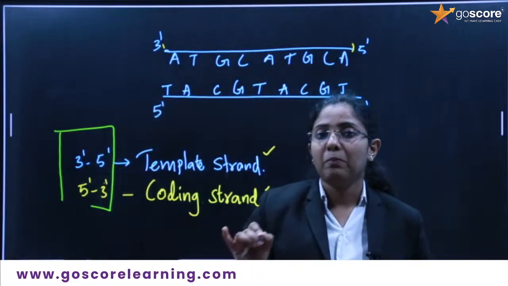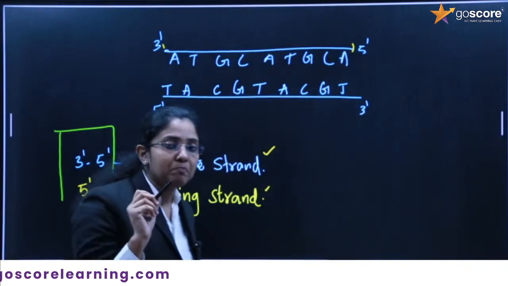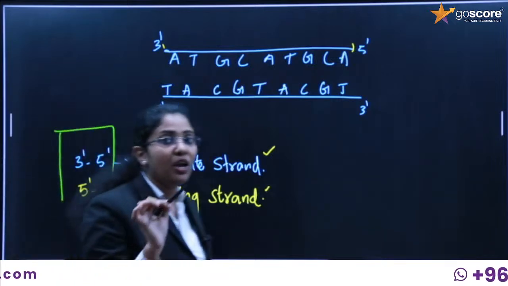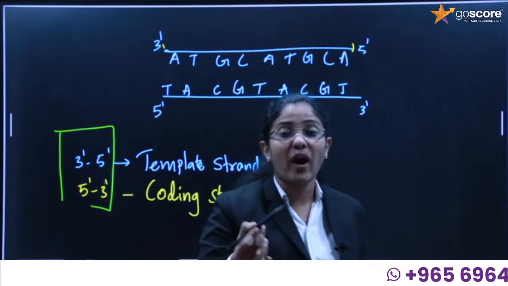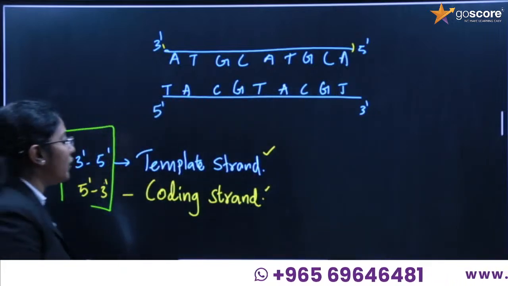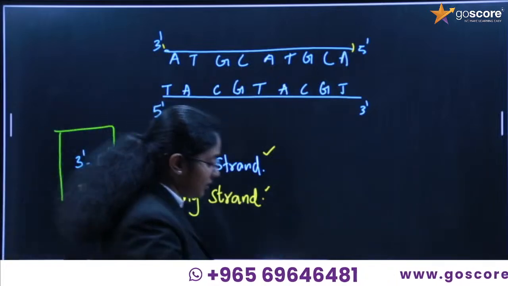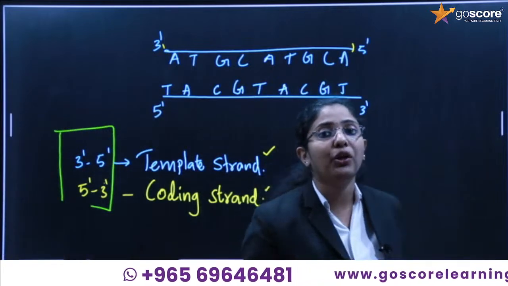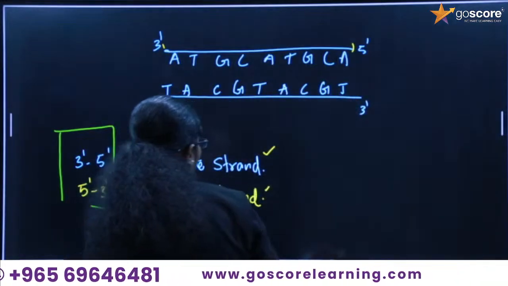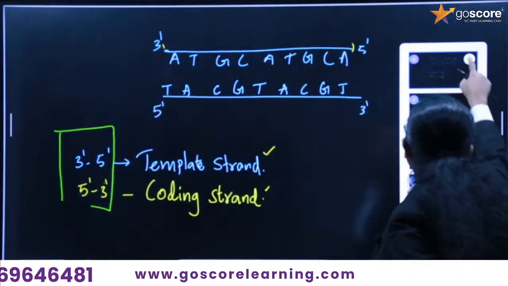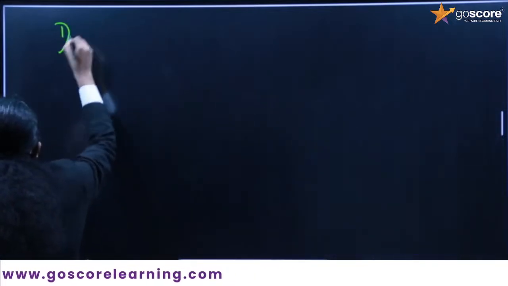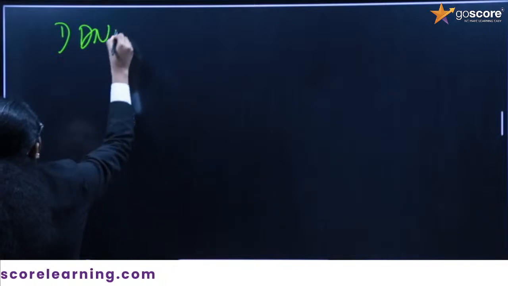Okay, the 3 prime 5 prime strand will be acting as the template strand, whereas the 5 prime 3 prime strand will be acting as the coding strand. Let's see why it is known as the coding strand in the next steps. Okay, so the basic transcription unit includes, first, DNA, which you understood.